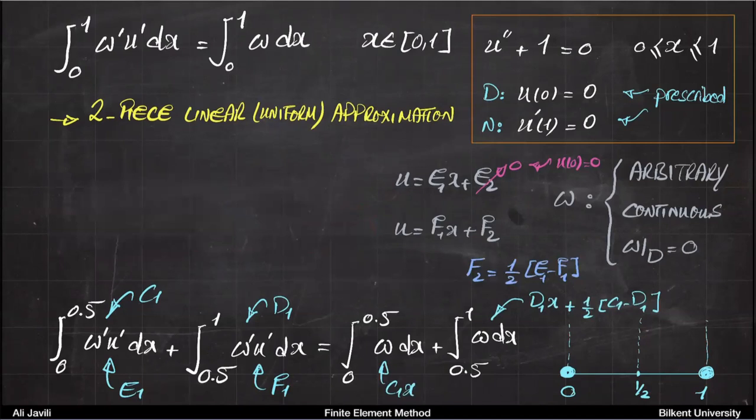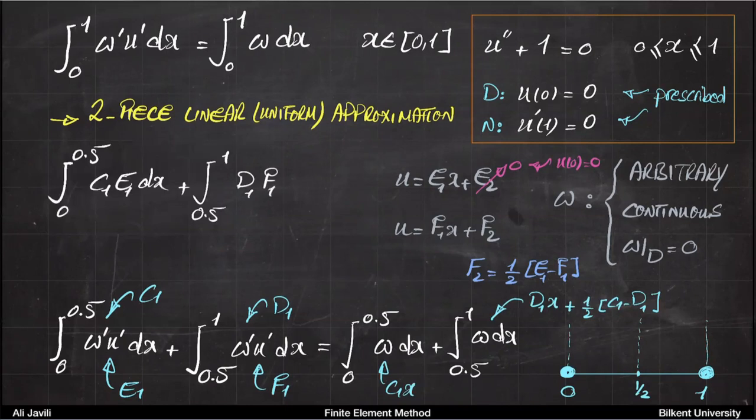So what I want to do now is to basically write this integral again, but in terms of these parameters. So you have an integral from 0 to 0.5. Now W prime U prime would be C1 E1 dx plus integral from, let's say, 0.5 to 1 d1 f1 dx.